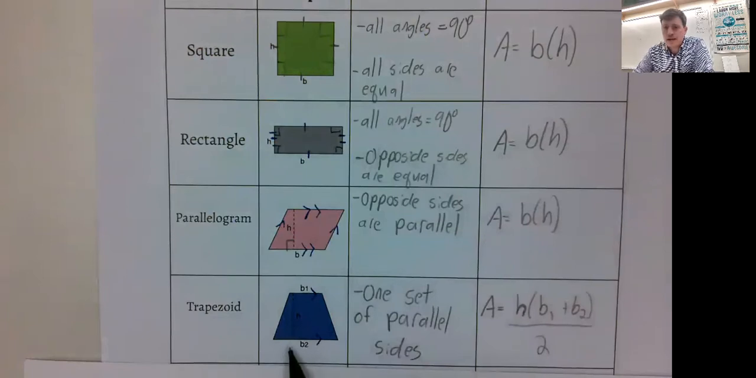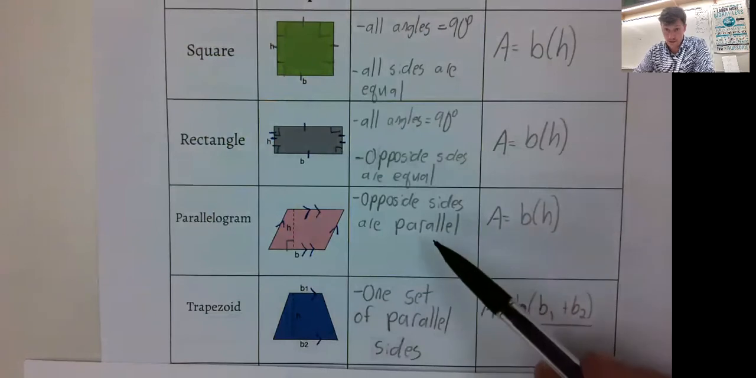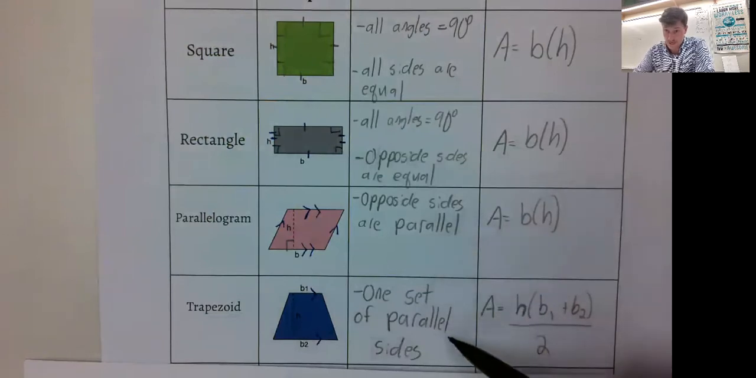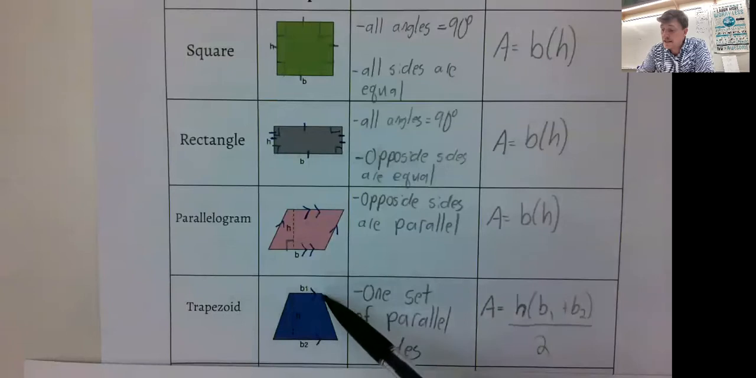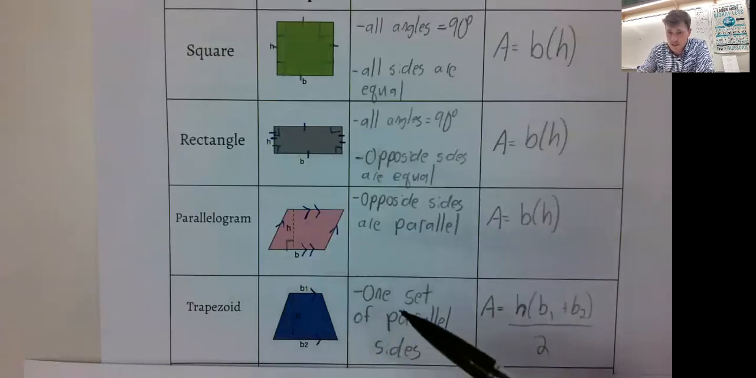The thing about a trapezoid is it just has one set of parallel sides. Parallelogram had two. A trapezoid only has one. Those parallel sides are known as base 1 and base 2. Notice that these sides are not parallel lines because if I were to extend them out, they would eventually cross. Whereas the top and bottom lines, they would never cross.